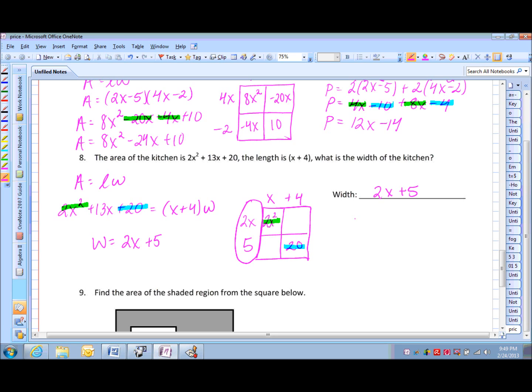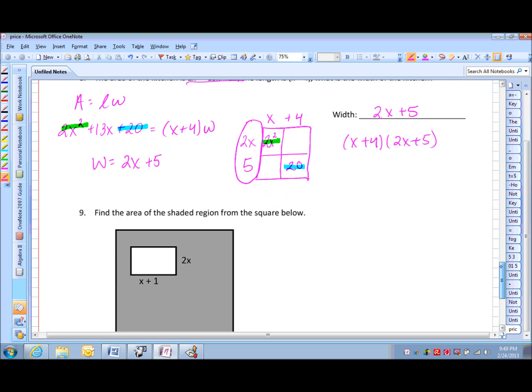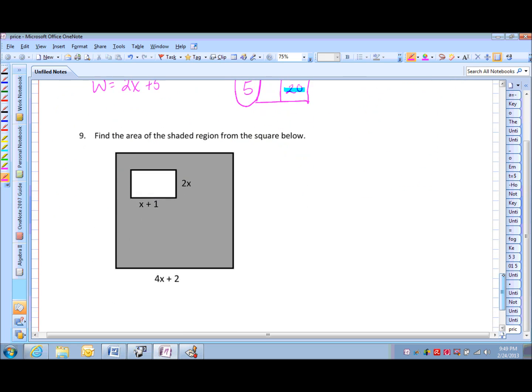And you can always double check that by multiplying x plus 4 times 2x plus 5, and you will realize that it gives you the area that was given to you in the problem, 2x squared plus 13x plus 20. Okay, the last problem, they want us to find the area of the shaded region in the square below. Well, if we find the area of the larger square and subtract the area of the smaller square, we'll be left with the shaded region.